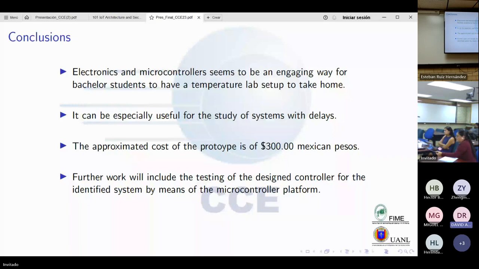So those are the conclusions. One of the first things that you can see when you use this kind of setup is that the students are really, really engaged. You may see it as a very easy and non-useful setup, but it results in a very engaging activity for the students. So they really start to work out the theory and apply it in something that they can take home.